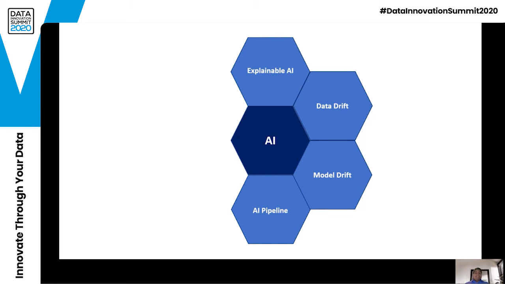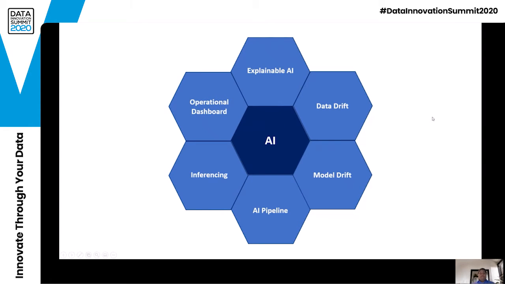And the fourth one is AI pipeline. This is one of the best practices for how you should implement AI just to make sure you have best in class architecture in place. And the fifth one is inferencing. I have seen a lot of people again making mistakes in this step, and we will discuss how exactly your inferencing should look like in a real AI deployment and production. And the sixth point is operational dashboard.